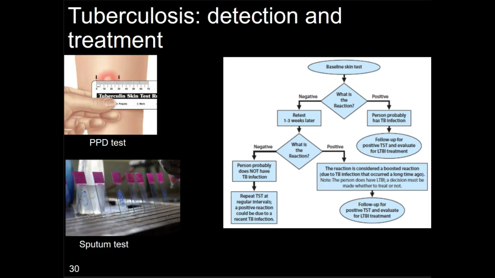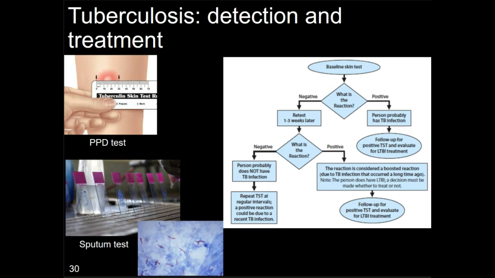In addition, we can also do a sputum test. So again, the patient needs to cough up some sputum from deep in the lungs, not spit from the mouth, because the spit in the mouth would only contain normal microbiota. You want the sputum from deep down in the lungs, and then that sputum can undergo an acid-fast stain, and these bacteria stain pink in an acid-fast stain.